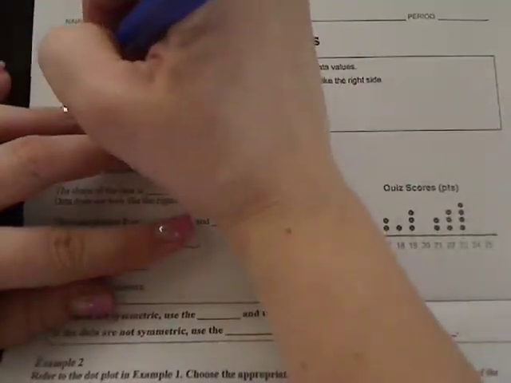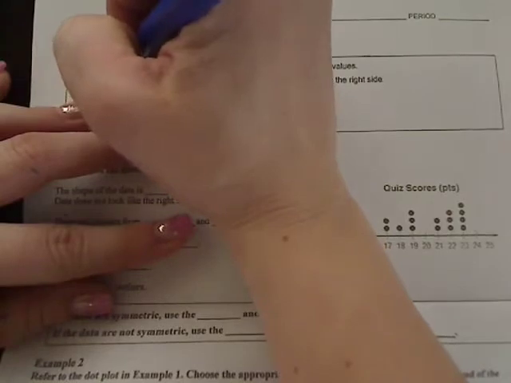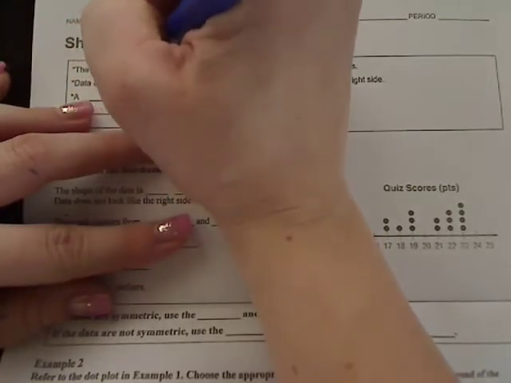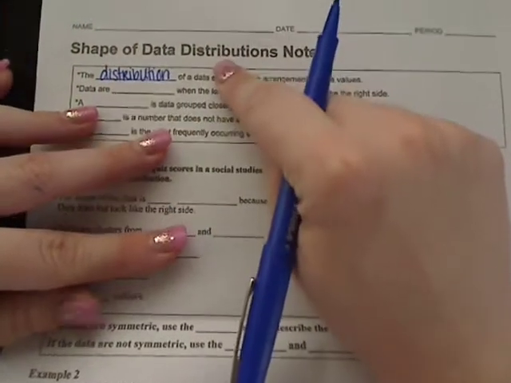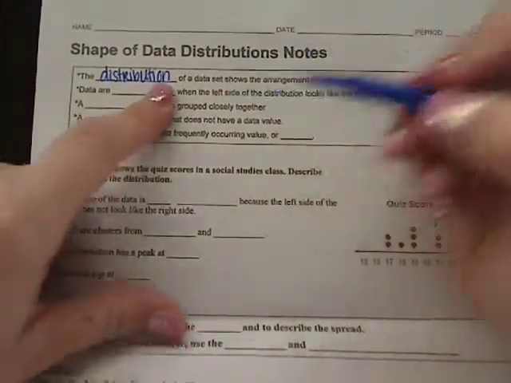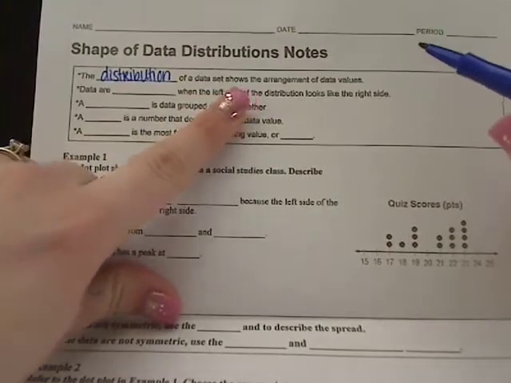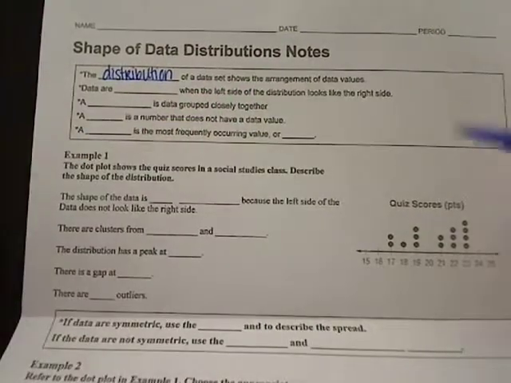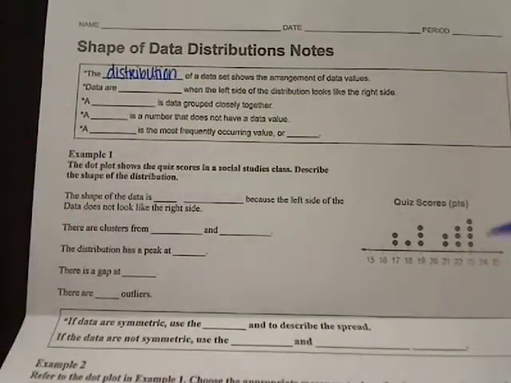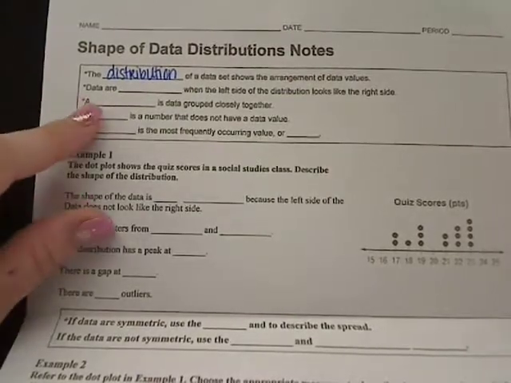The distribution, that's right here if you need to know how to spell it. The distribution of a data set shows the arrangement of the data values. Okay, so basically the distribution shows the graph, how it's laid out.